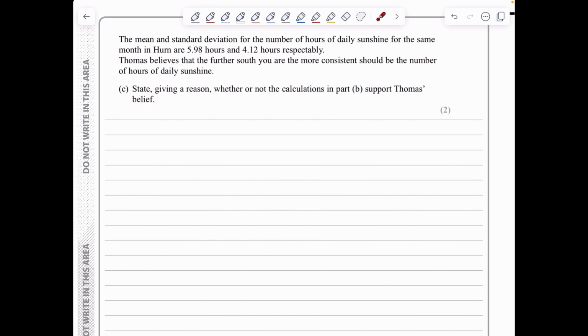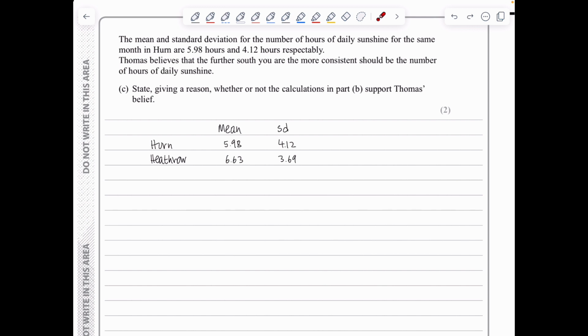So let me start by reminding ourselves of the calculation. So we've got Hurn and Heathrow, the mean and the standard deviation. We can see that Heathrow has a higher mean, but Hurn has a higher standard deviation. Remember, we're looking for consistency here, and consistency refers to the dispersion, to the spread. So I'll be using the standard deviation to justify my answer.